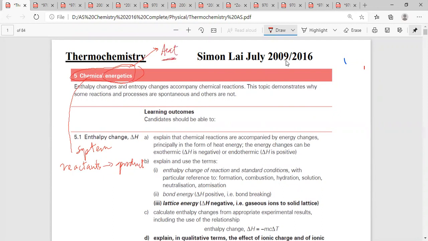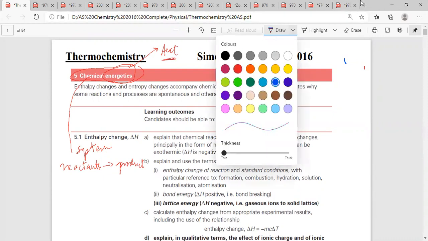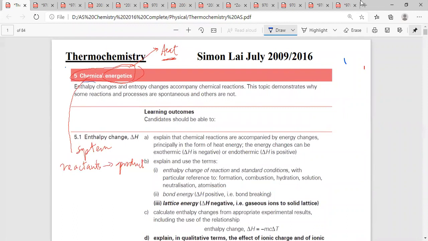Now, two terms here. I'll put it in blue so you can see clearly. Enthalpy, which is H, and entropy, which is S. Enthalpy is taught in Form 4 and Form 5, and it is the heat content. You will learn this in lower 6. Entropy, you learn in upper 6, which is A2. In AS we are dealing with only enthalpy, heat change.